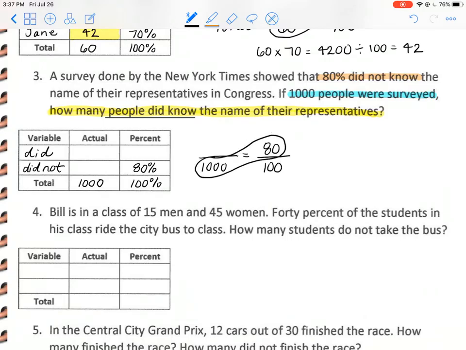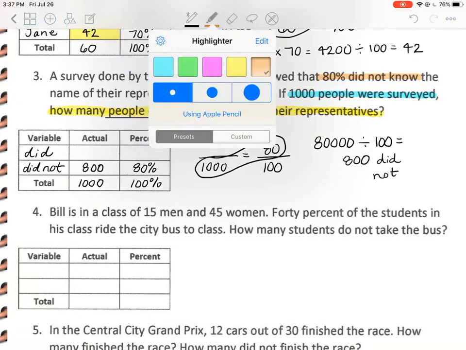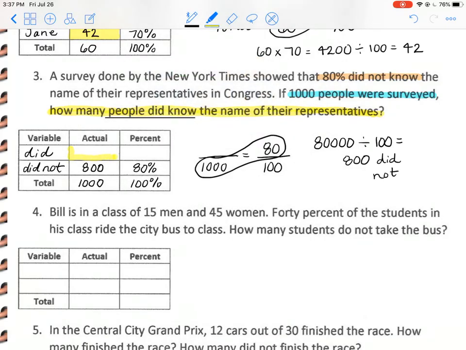Multiply, and here's a little trick. 8 times 1 is 8, and there are 4 zeros in that. Divide by 100. And so how many people did know? Well, this is the did nots. So we can put that in here. But the question that you and I are trying to solve is right here. How many people did know their representatives?